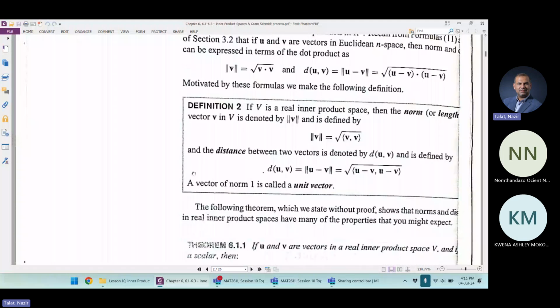Also, if we want to compute the distance between two vectors u and v, that is d(u,v) equal to the norm of u minus v, which is equal to the square root of the inner product of u minus v with u minus v. Moreover, if the norm of a vector is 1, it is called a unit vector. That means there are some vectors whose length from the origin is 1, and we know that vector as a unit vector.